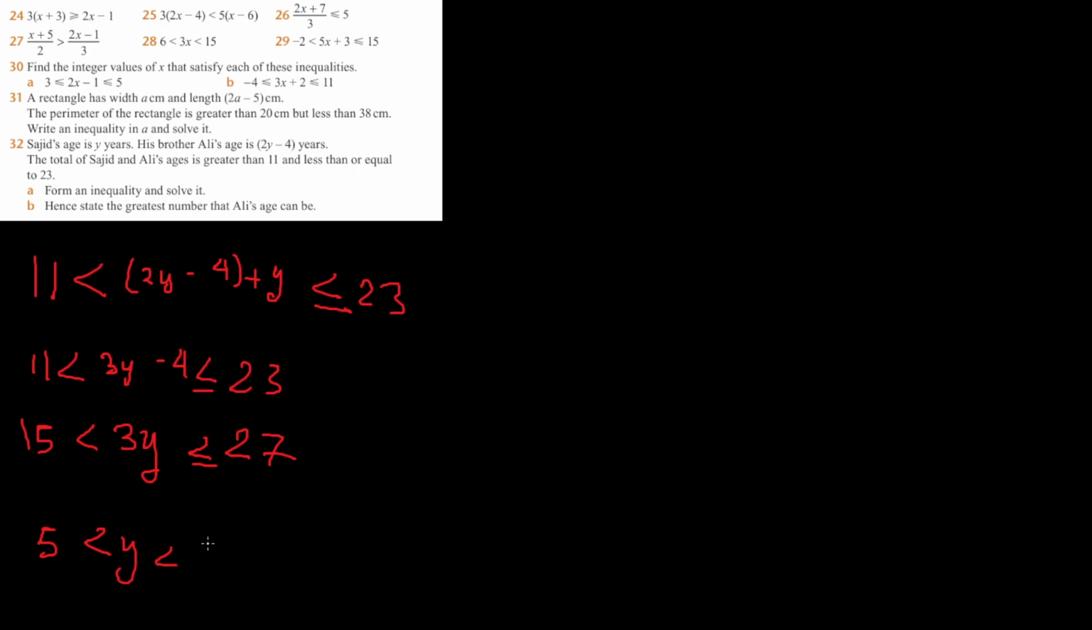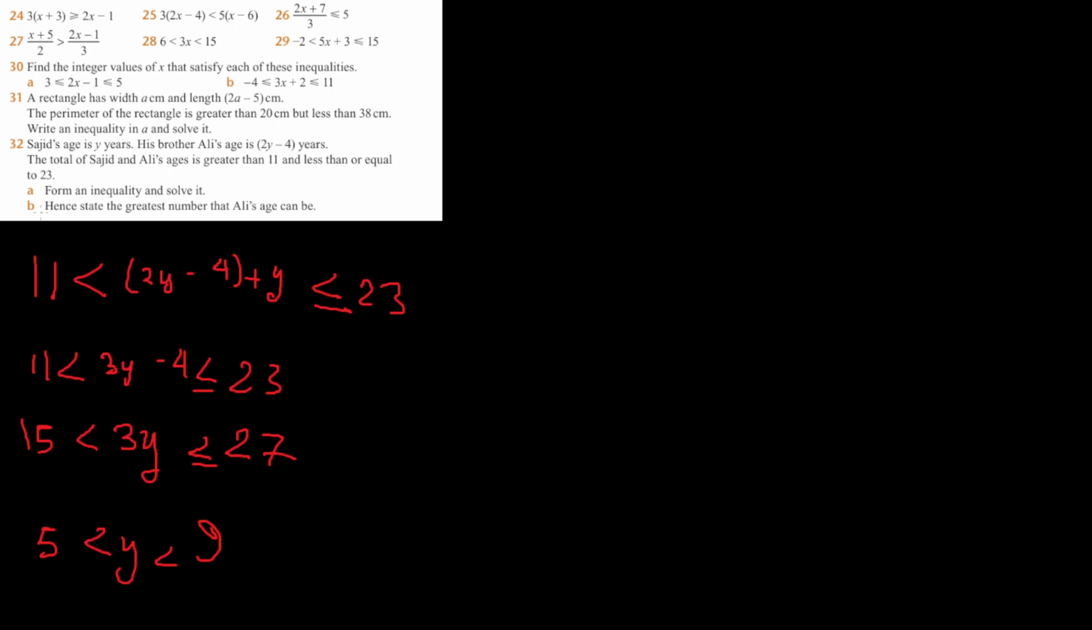So let's simplify this further. This would be 3y minus 4. Let's continue simplifying it. We add 4 here, so 15 for the left side, and we add 4 here, so 27. We can see that both of these numbers can be divided by 3. Let's simplify this further. We know that 27 divided by 3 would be 9. So this is going to be our inequality.